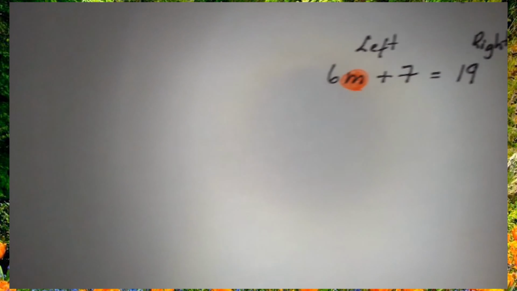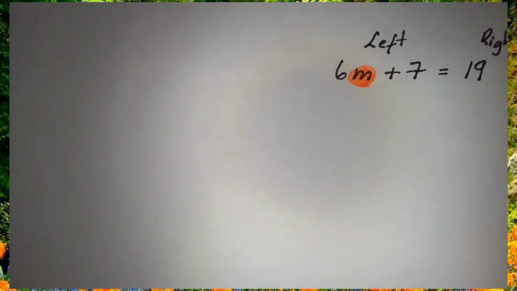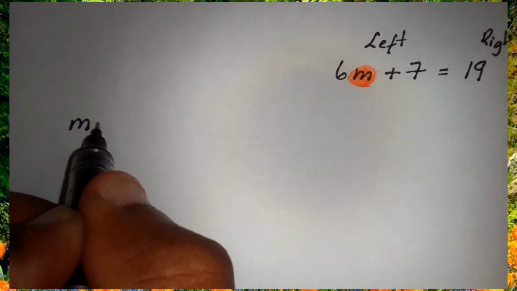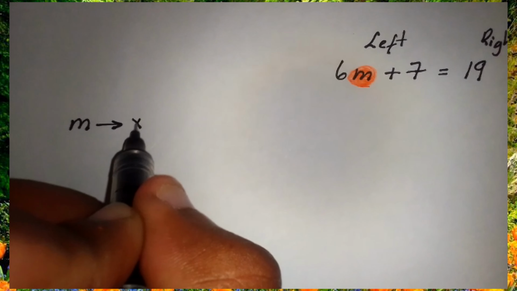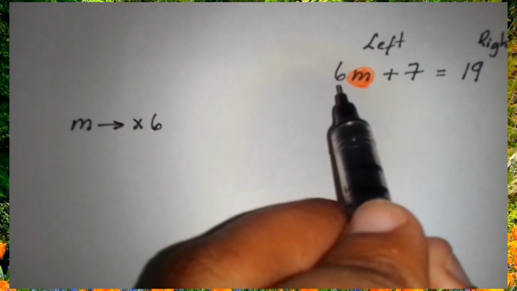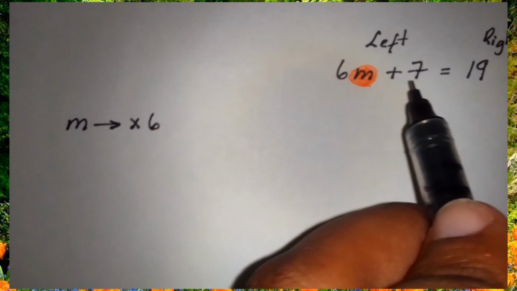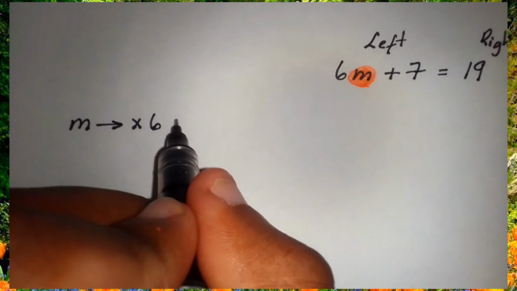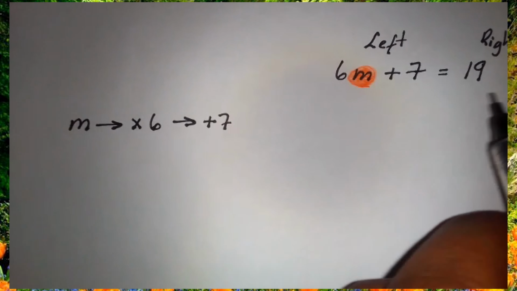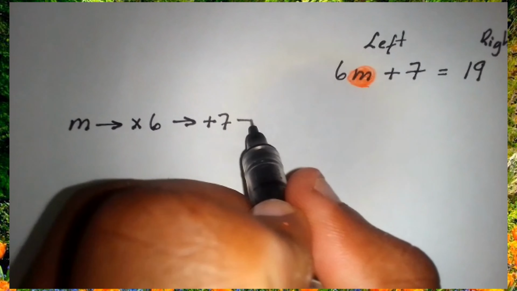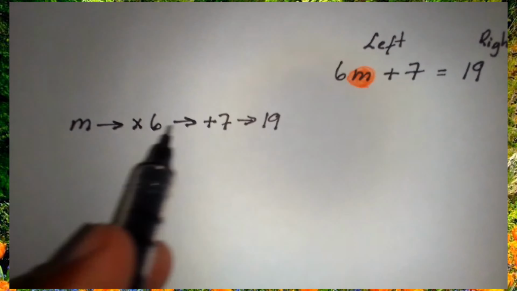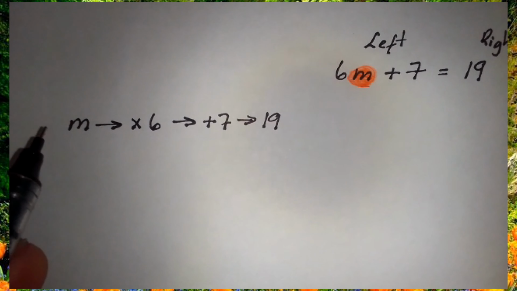So I'm going to come over this side and say to myself, we have m, then we're multiplying it first by 6. Then that's what this 6 is for. Then afterwards, we're adding 7, and that should give us 19. So I'm going to have to reverse these steps to get back to m.